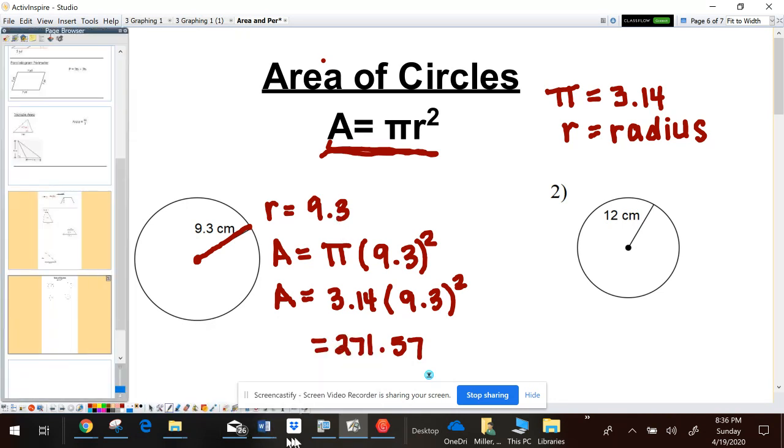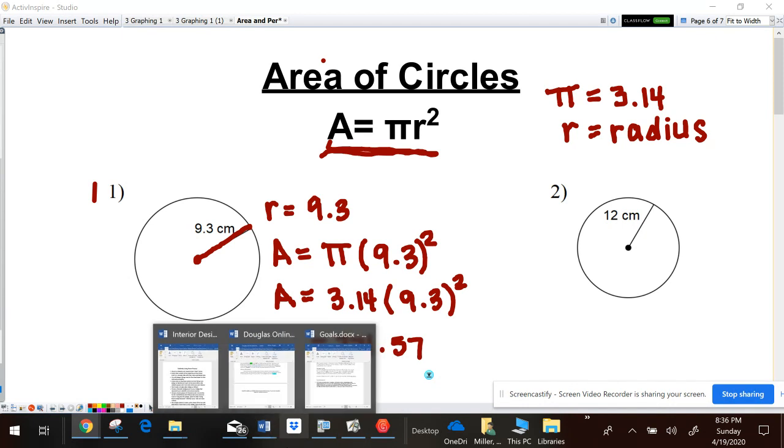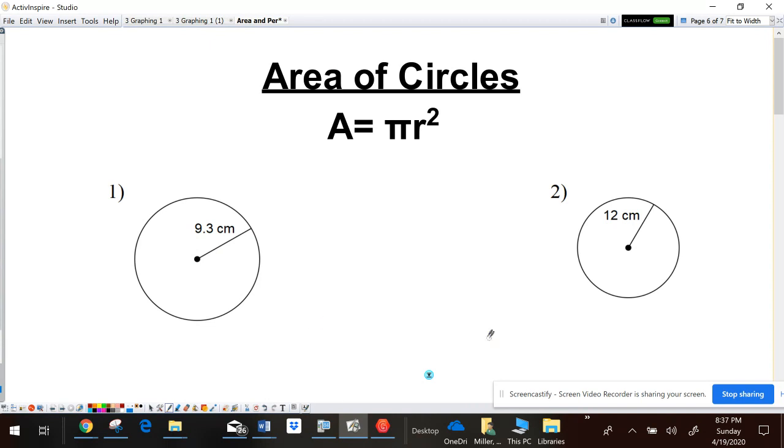I'm trying to find the little eraser thing. All right, let's try that again. Oh, go away. Don't you love it when Miss Miller has technology issues? Well, just for fun, I like to keep it real.